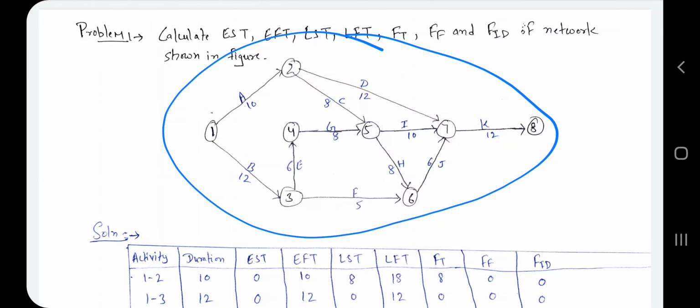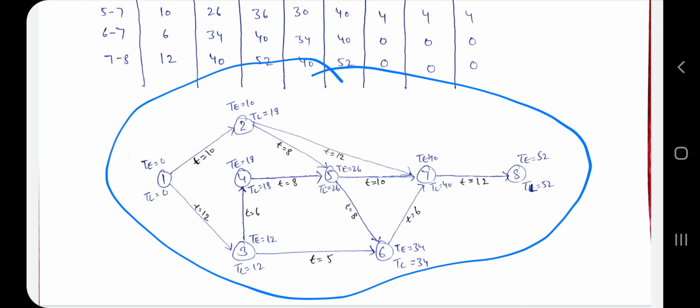After finding this table, you have to draw this network. This is our final network. Got it?